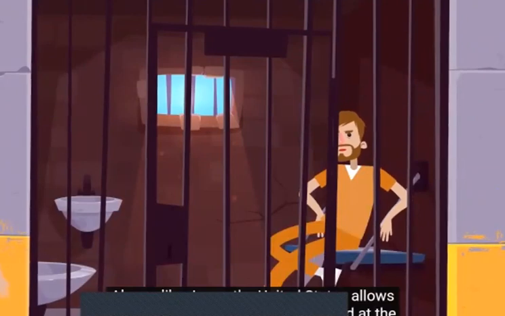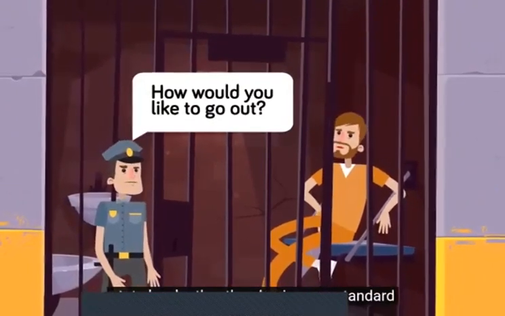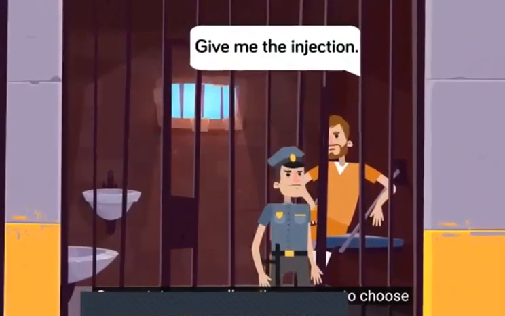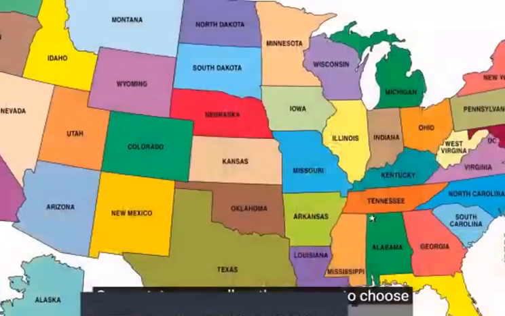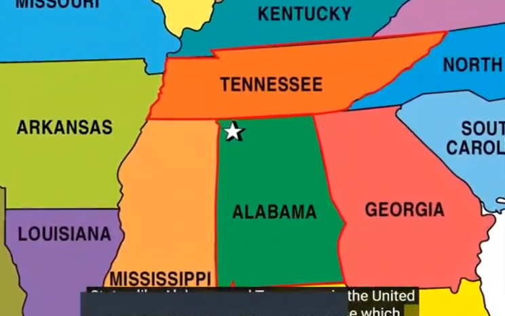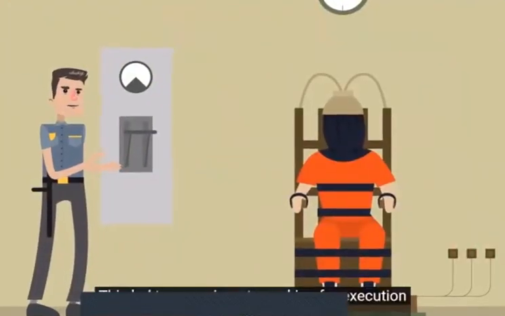Also, unlike Japan, the United States allows execution methods to be determined at the state level rather than having one standard federal policy. Some states even allow the executee to choose their method of execution. States like Alabama and Tennessee allow their prisoners to choose which method they'd like to die from. This led to some inmates asking for execution by electric chair.